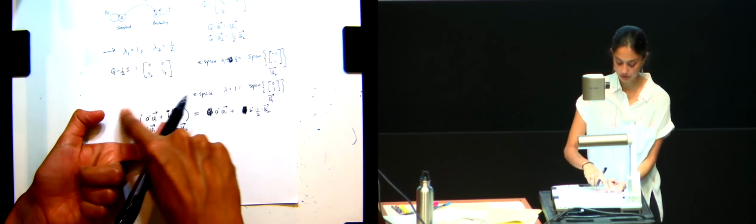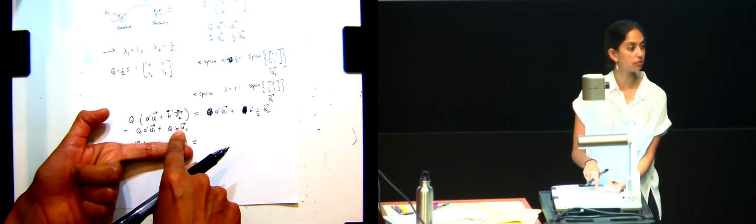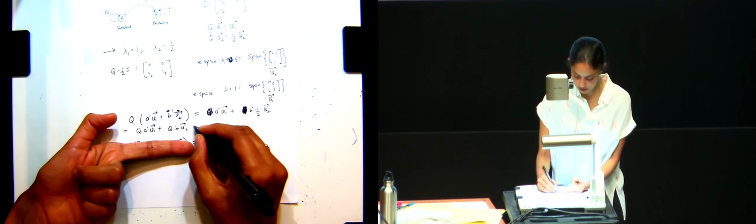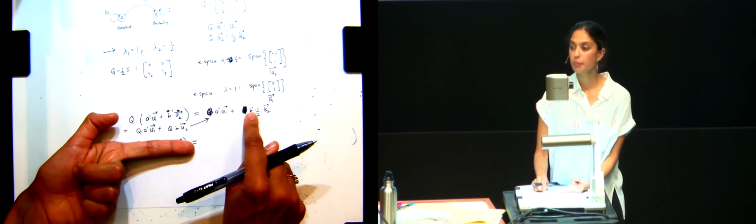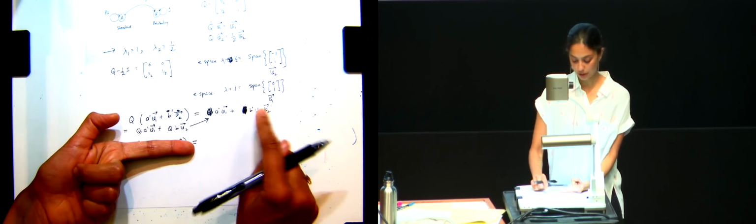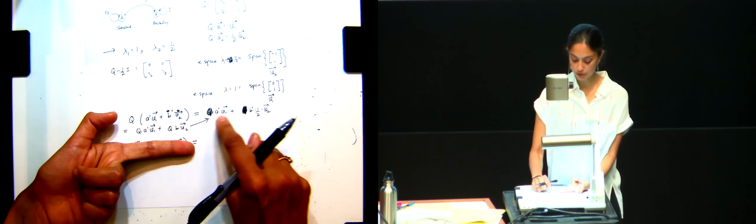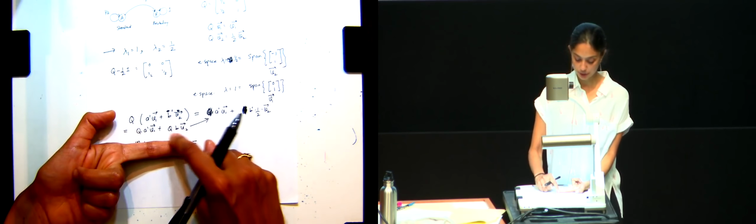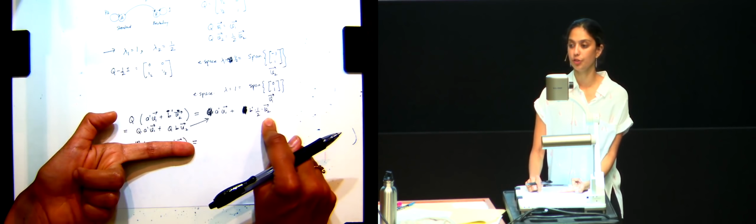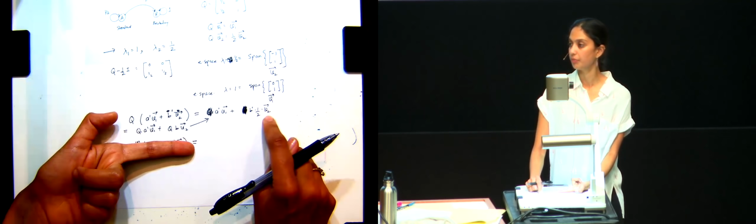Does everyone see this? This is equal to this? Everyone with me? And does everyone see that this is equal to this? Sorry, this was a typo. Thank you for catching that. Because Q times V1 is just V1, and Q times V2 is just 1/2 V2. Got it? Sorry for the confusion caused by my typo.